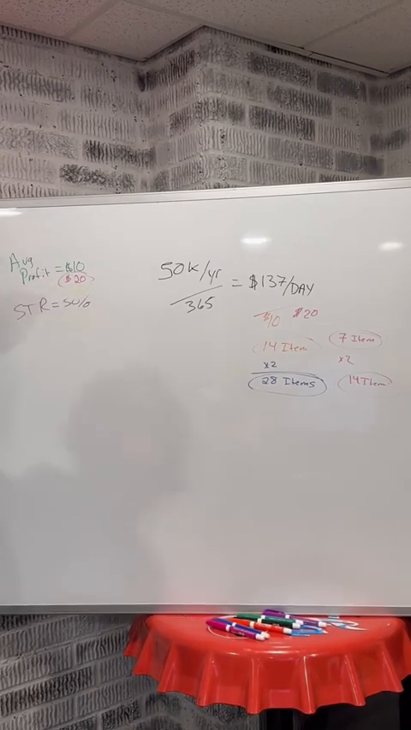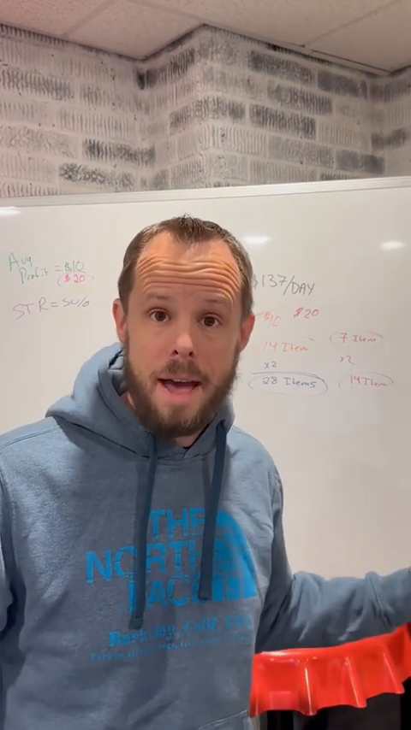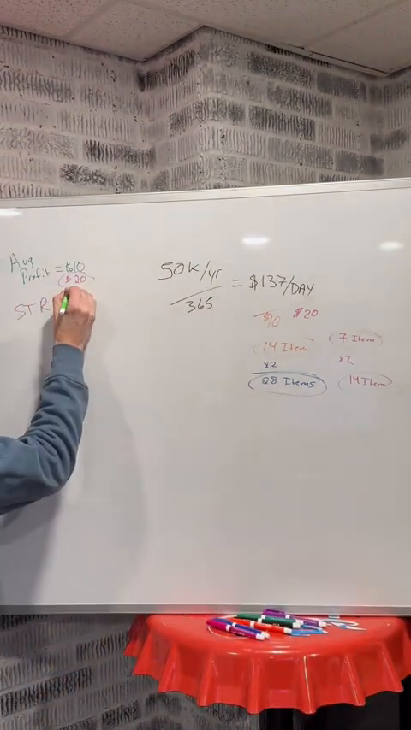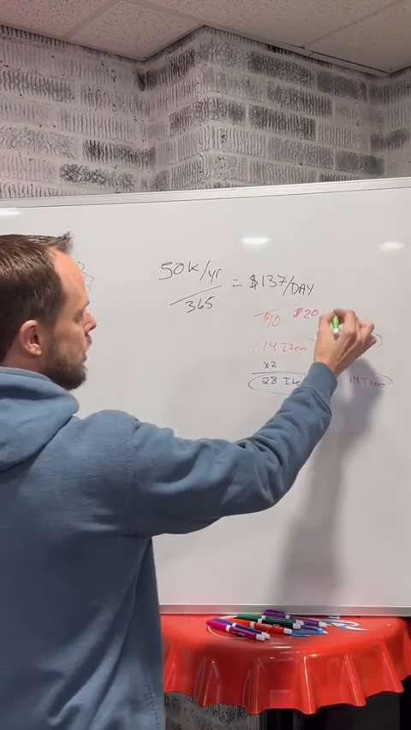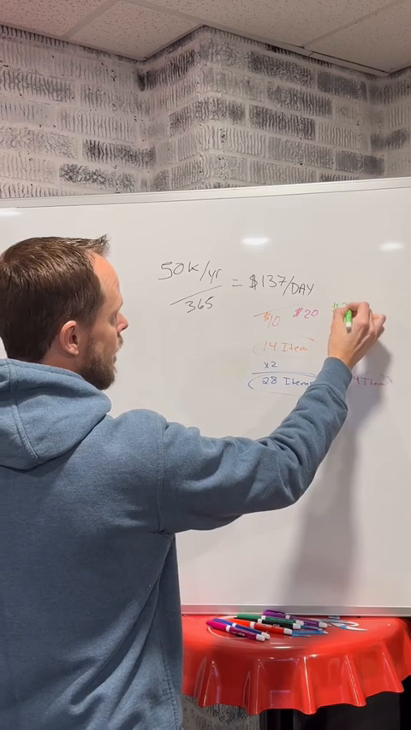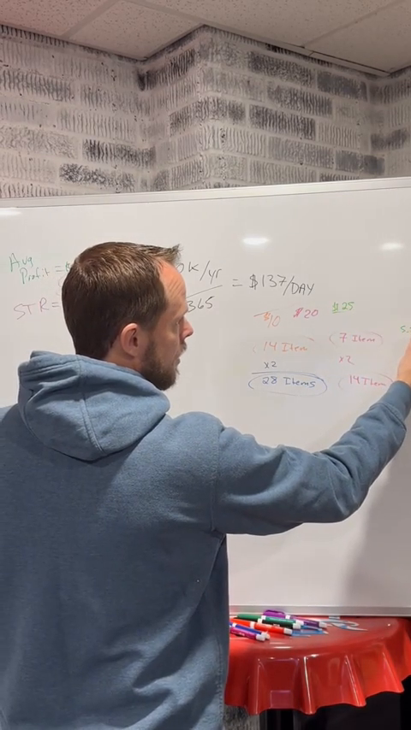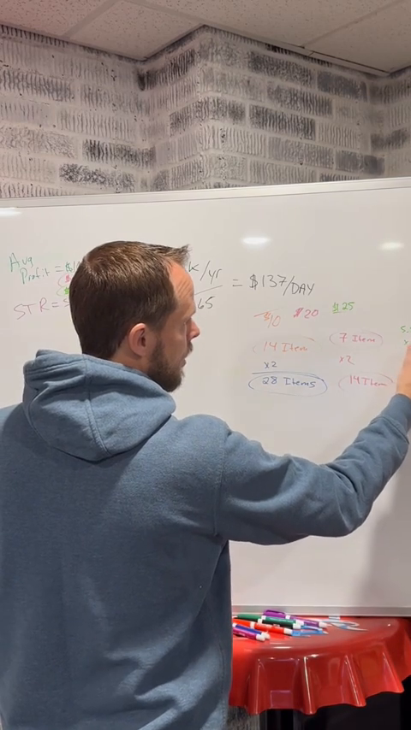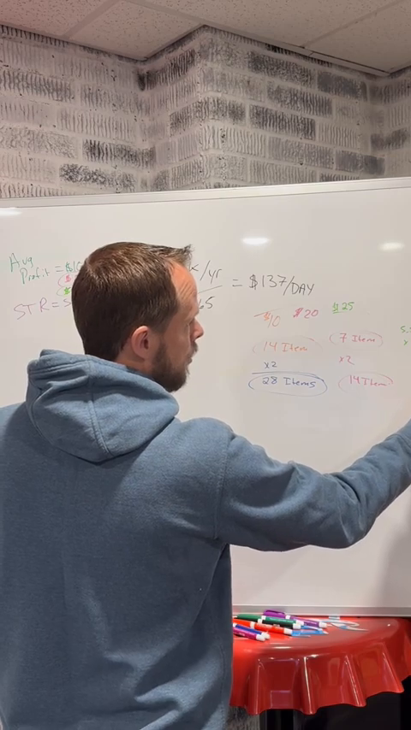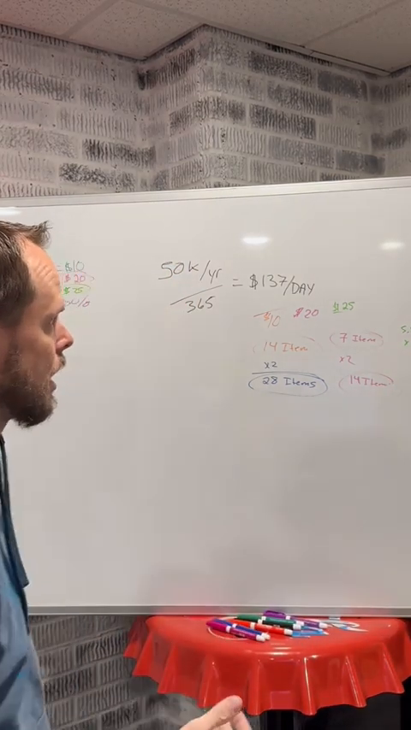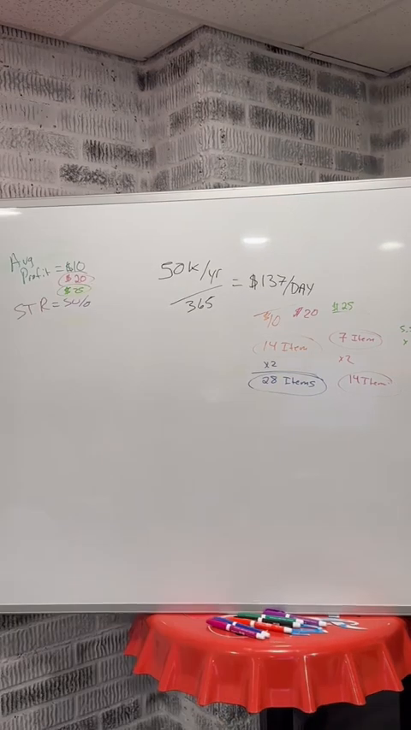Okay, we've done $10 profit, $20 profit, but what if we could get our profit up to $25? What would that look like? Let's take a look. Same thing, we're going to take 137 and divide it by $25. It comes out to be 5.5 items a day. You'd multiply that by 2, and we'd have to list 11 items a day. So we would have to sell 5.5 items at $25 to make our $137 profit every single day.